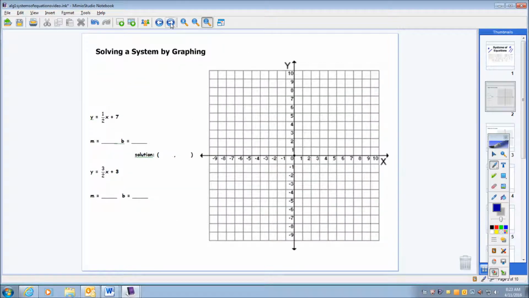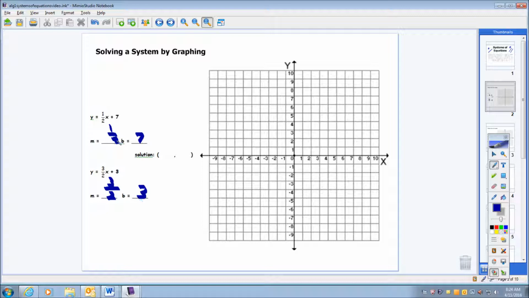Okay, so let's start this by graphing. Let's just try one. These are both solved for y, so pretty easy. Just identify the slope. Slope is 1/2, and the b is 7. Here the slope is 3/2. It's also a good review of y = mx + b, and the b is 3.